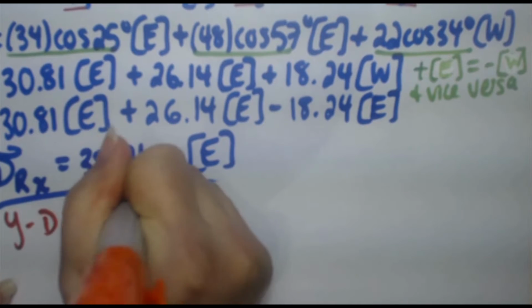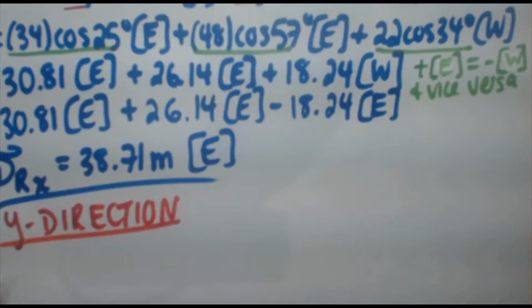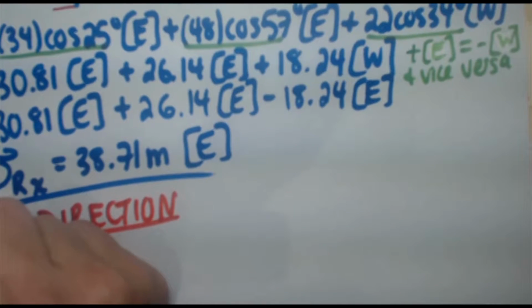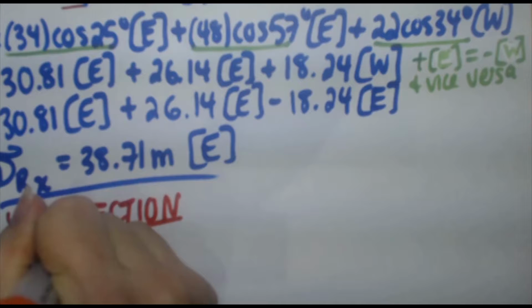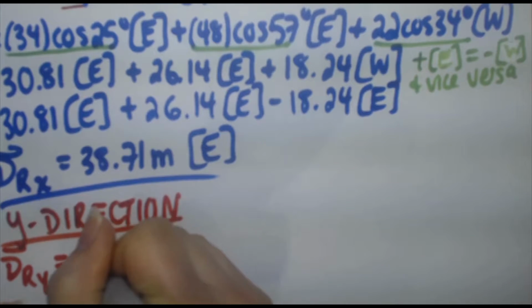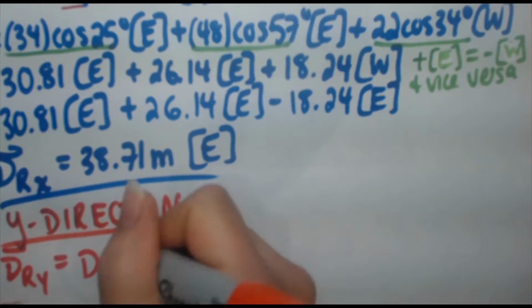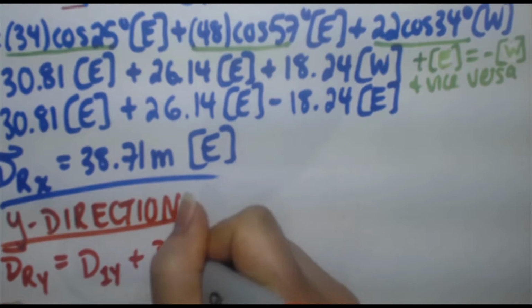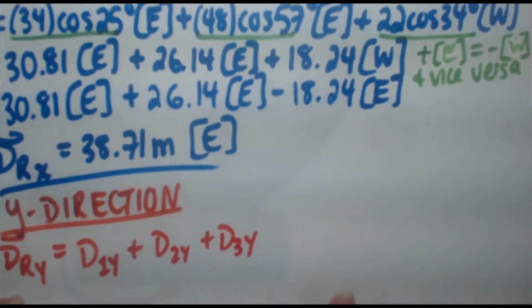Let's do that in orange. So for the y direction, we're going to do the same thing. We're looking for d resultant in the y direction. And so that's going to be comprised of the components in the y direction, so d1, pardon me, 1 in the y direction, d1y plus d2y plus d3y.